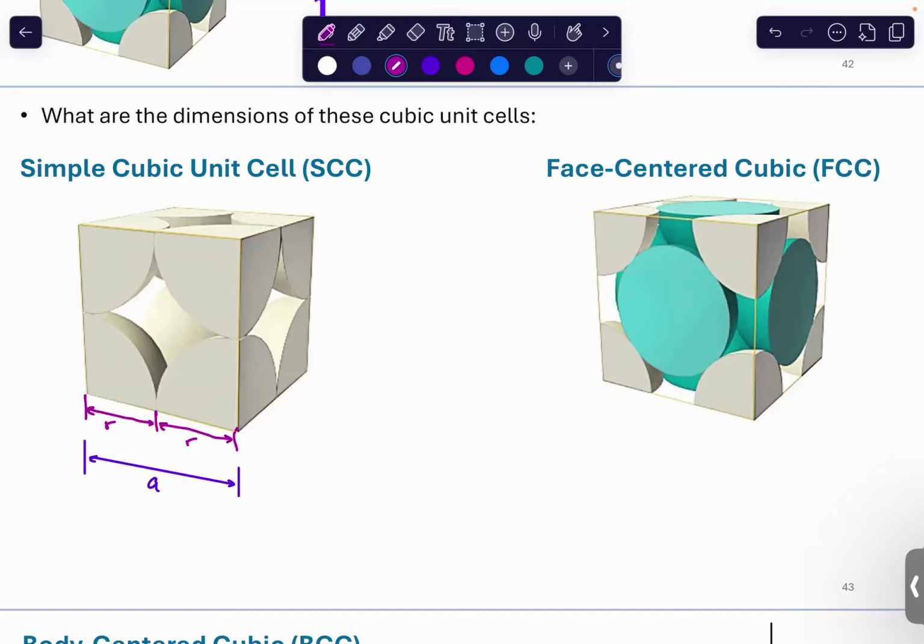As it goes from the center of an atom out to the edge, 2R. So that means A is going to be R plus R. The length of one of the sides of this unit cell will be 2R.